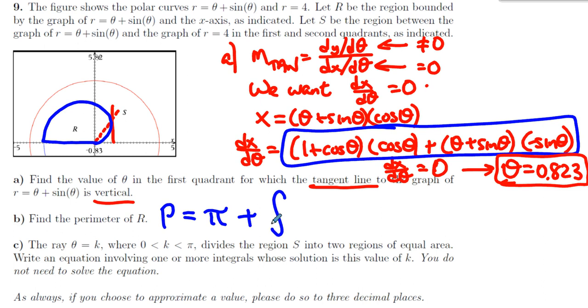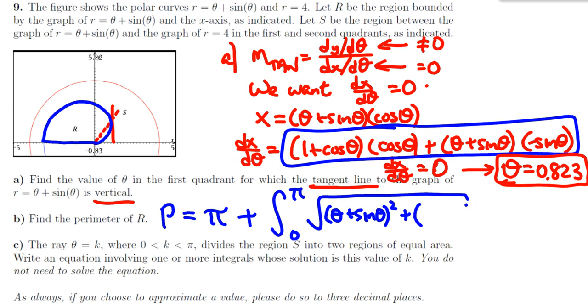And then we have the integral from 0 to pi of the square root of r squared plus dr d theta squared d theta. Remember, this is the r squared. This is the dr d theta squared. Your calculator does this for you, and it ends up.